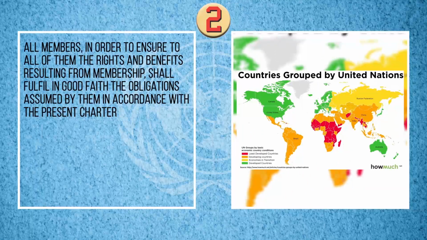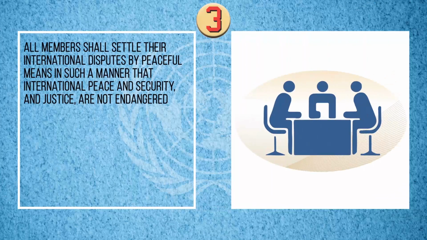Number 2. All members, in order to ensure to all of them the rights and benefits resulting from membership, shall fulfill in good faith the obligations assumed by them in accordance with the present charter. Number 3. All members shall settle their international disputes by peaceful means in such a manner that international peace and security and justice are not endangered.